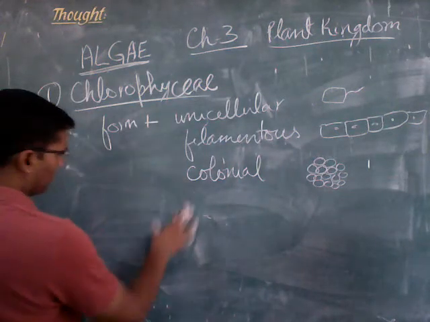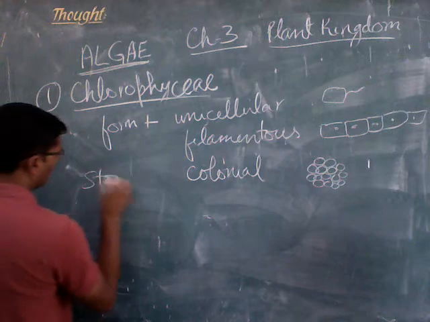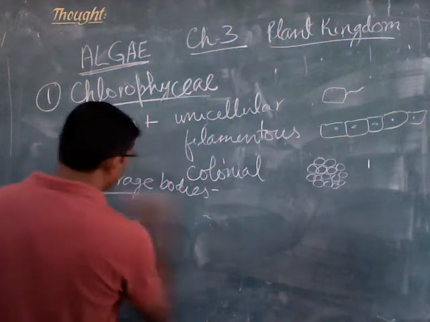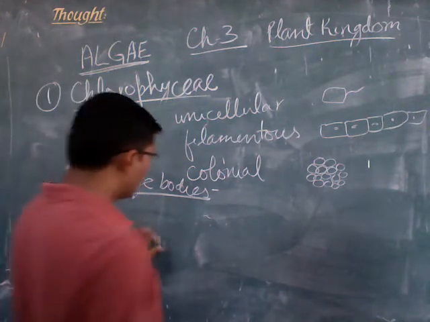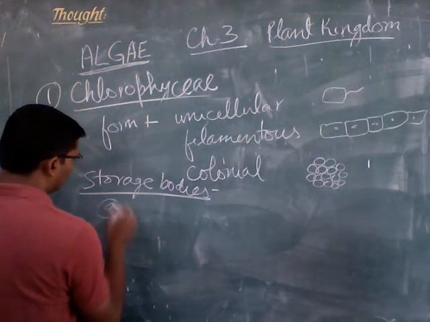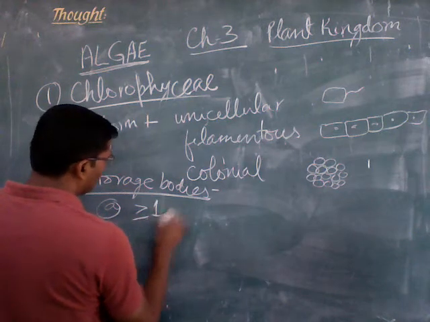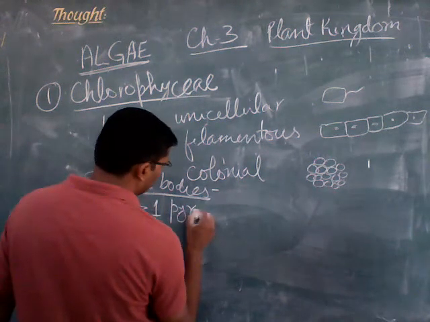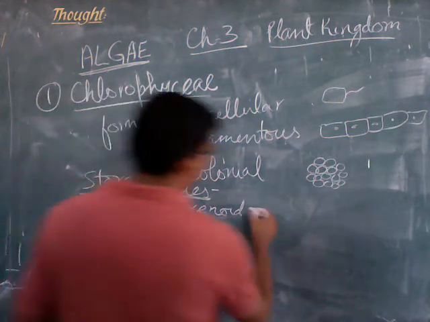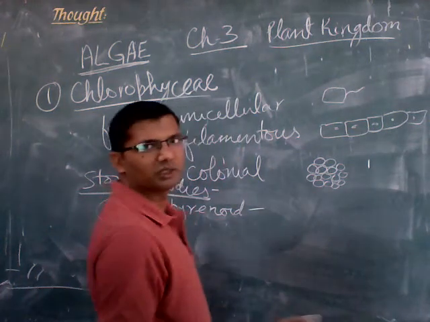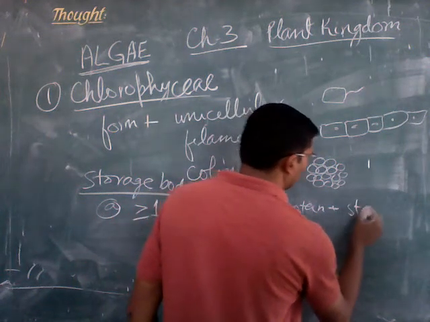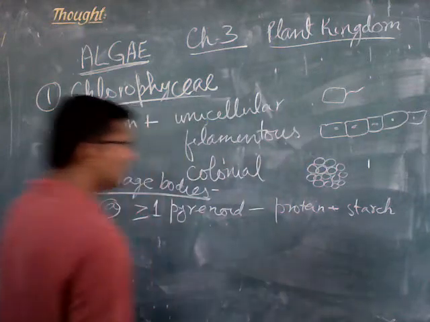And then, these algae will also have certain storage bodies, because once they perform photosynthesis and make the food, they must be able to store this food for certain emergencies. So for that there are certain storage bodies, usually one or more pyrenoid bodies. Okay, they will be present. What is a pyrenoid body? They are the storage bodies made up of protein plus starch. Okay?